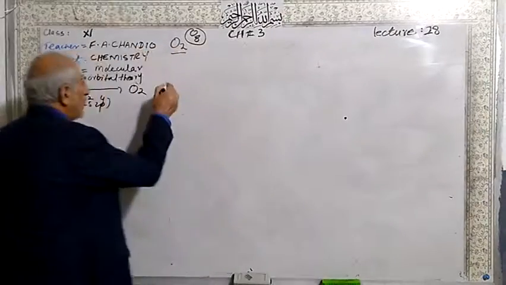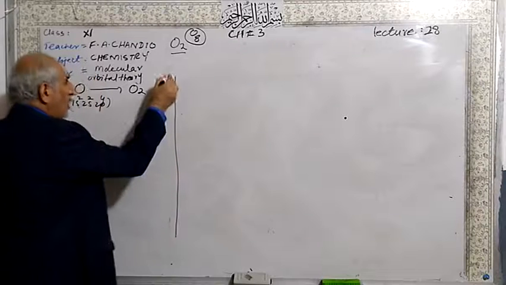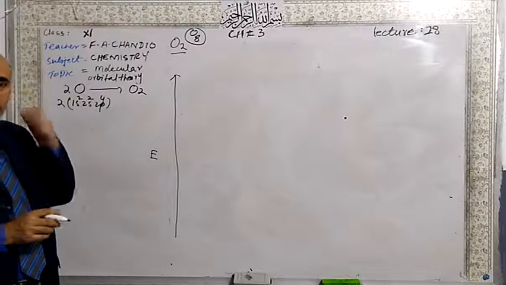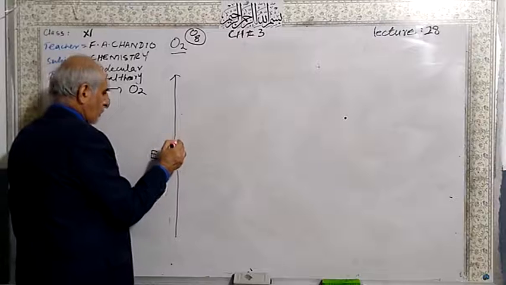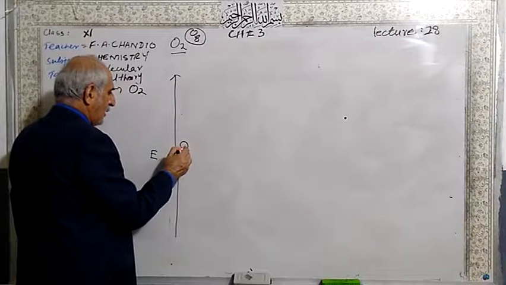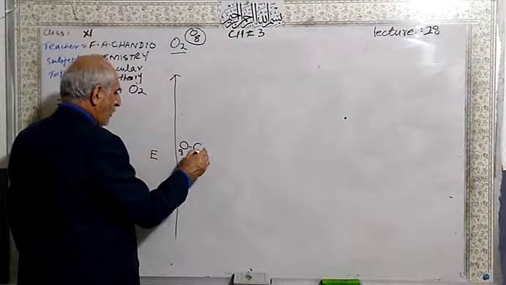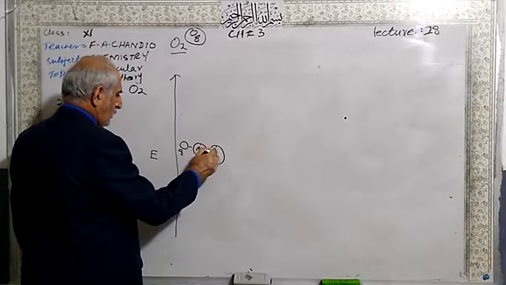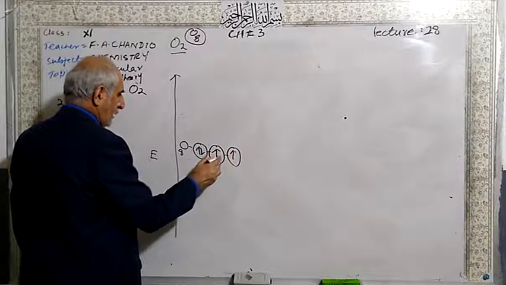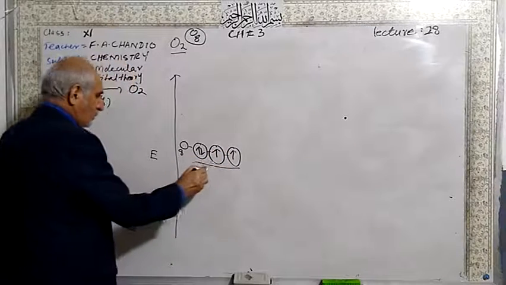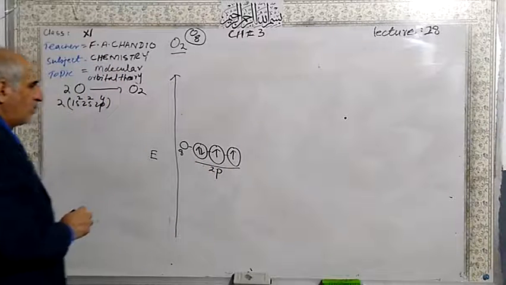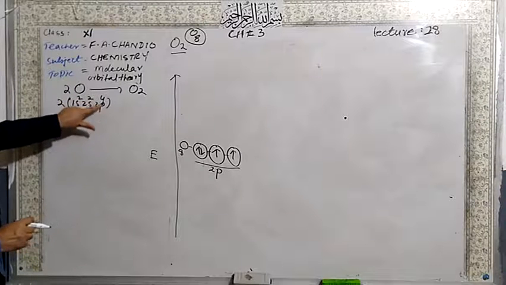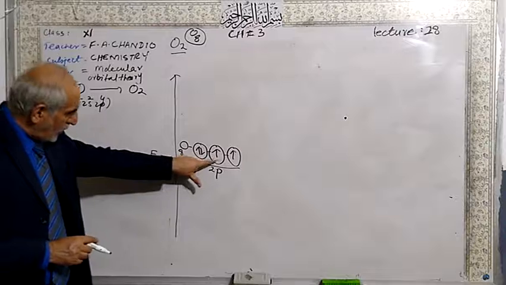So look here. This is the energy. These are the energy diagrams for the oxygen. So this is oxygen, atomic number 8, and the 2p, like this. There are 4 electrons in the 2p. One p is filled and 2 are not filled.